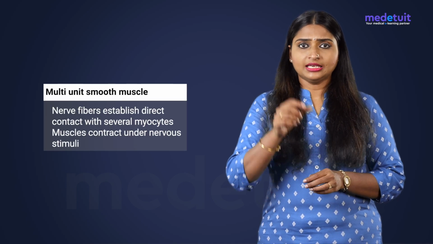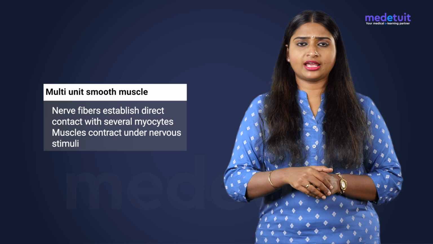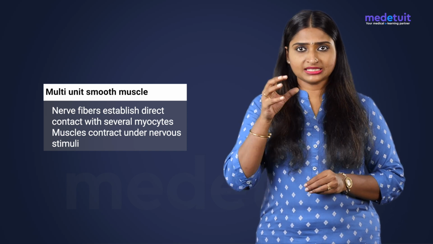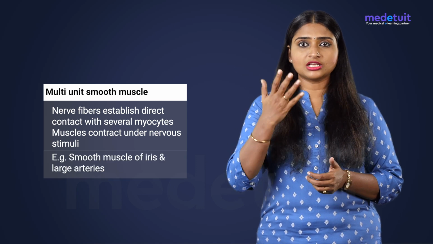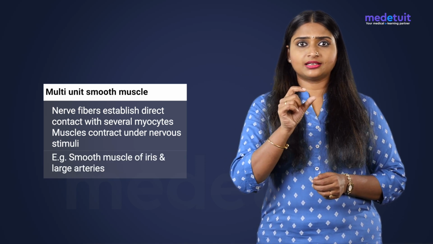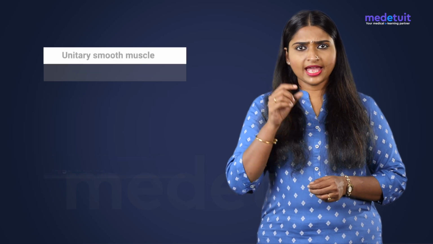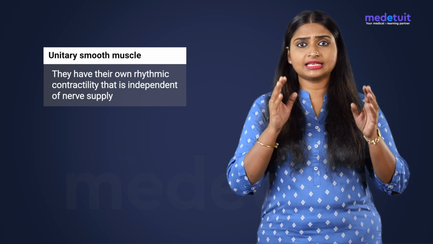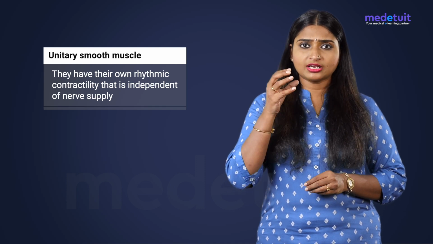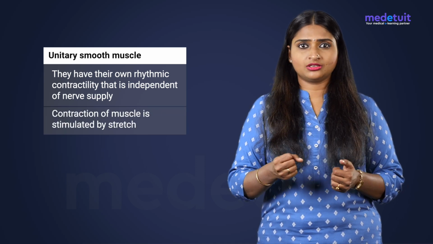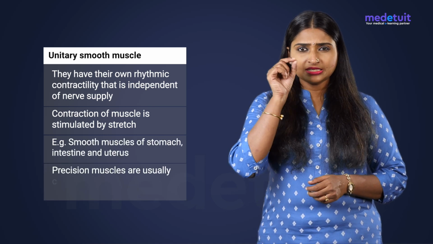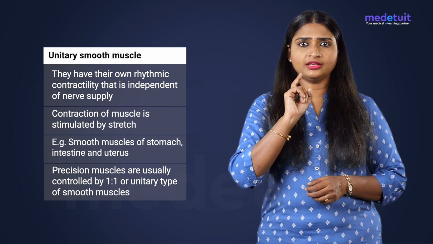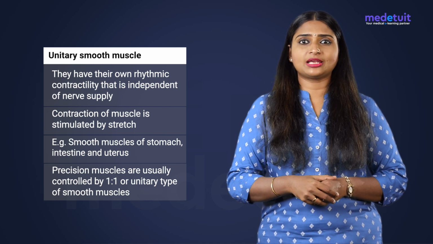As the name indicates, in the multi-unit smooth muscles, nerve fibers establish direct contact with several myocytes. Muscles contract under nervous stimuli, for example, smooth muscles of iris and large arteries. And we have the second type, that is the unitary smooth muscles. They have their own rhythmic contractility that is independent of nerve supply. Contraction of muscle is stimulated by stretch, for example, smooth muscles of stomach, intestine and uterus. The precision muscles are usually controlled by the multi-unit type of smooth muscles.